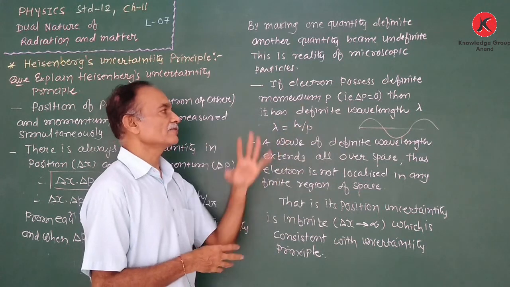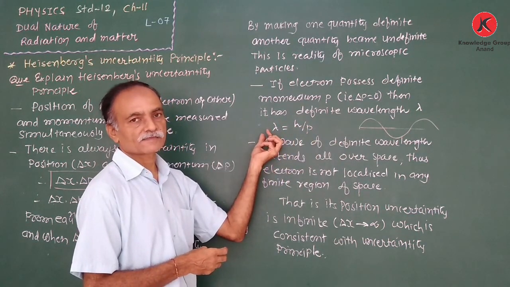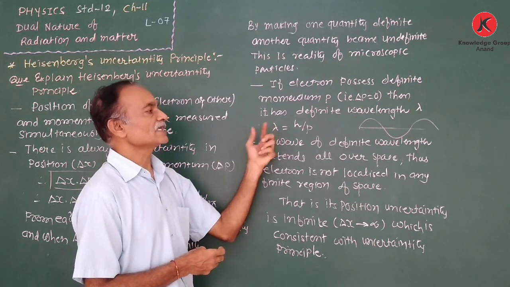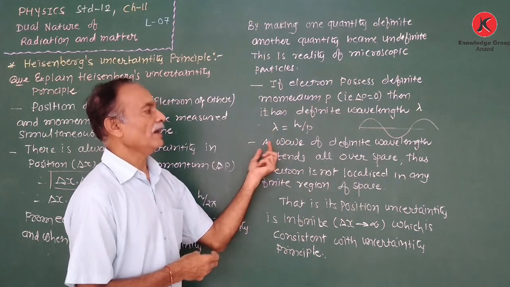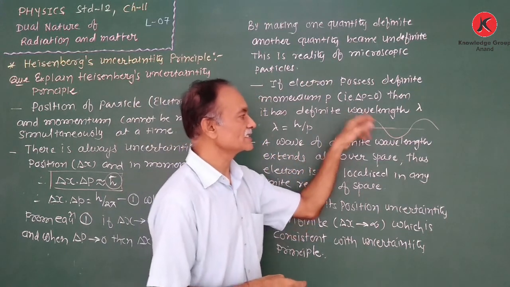Therefore lambda is equal to h upon p. P is fixed, therefore lambda is also fixed. So here we consider the matter as a wave, a wave of definite wavelength that extends over the space like this.